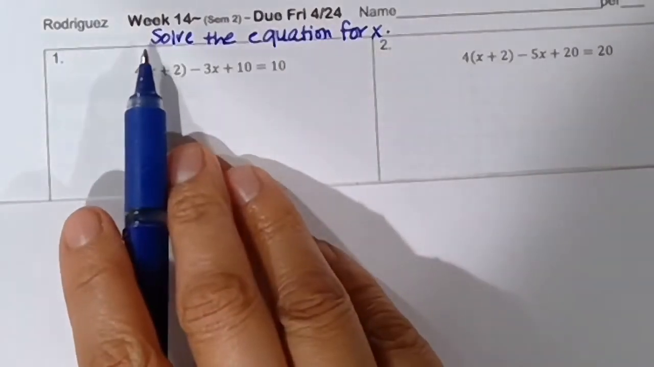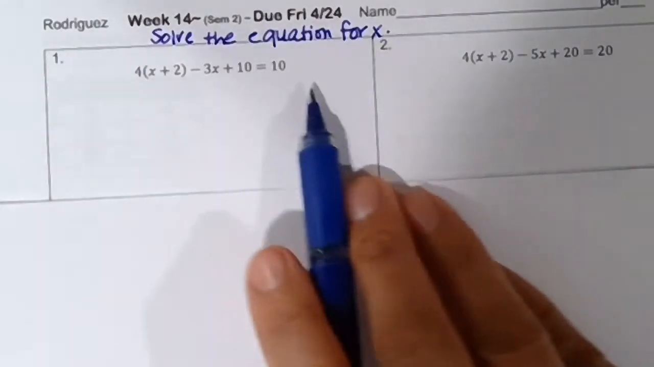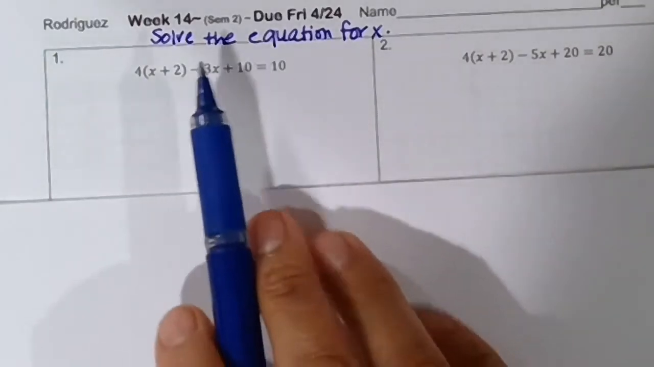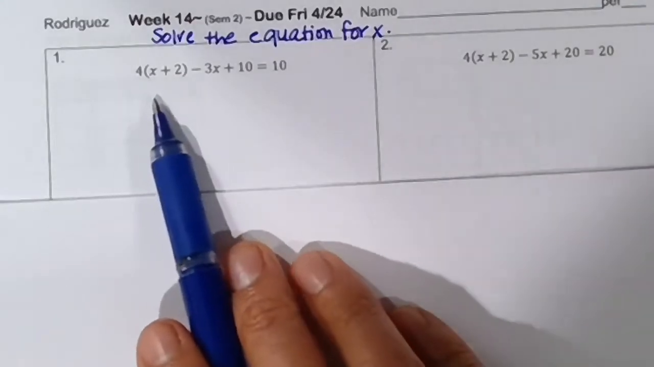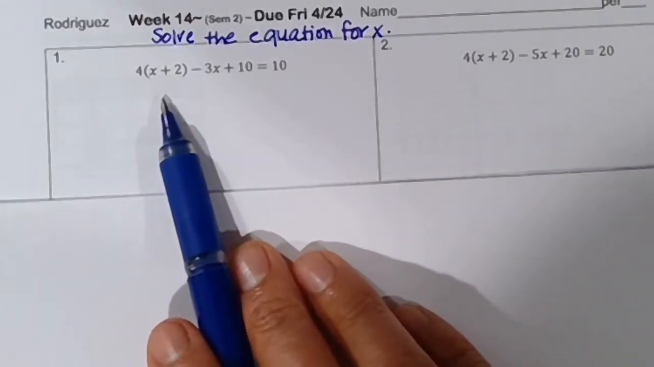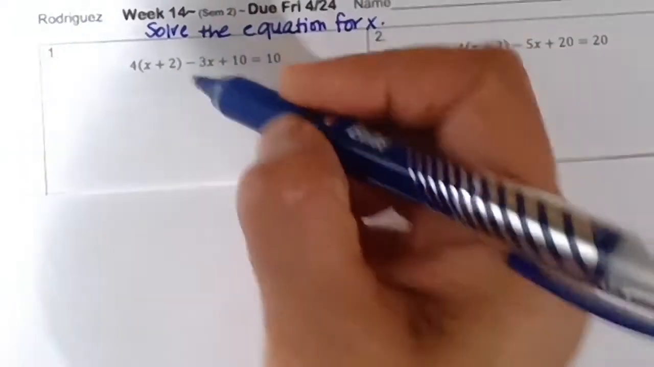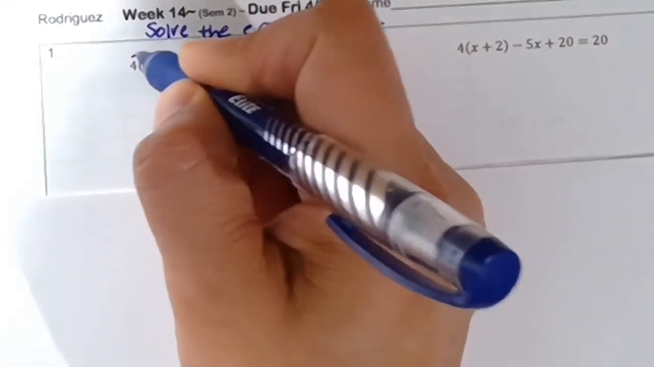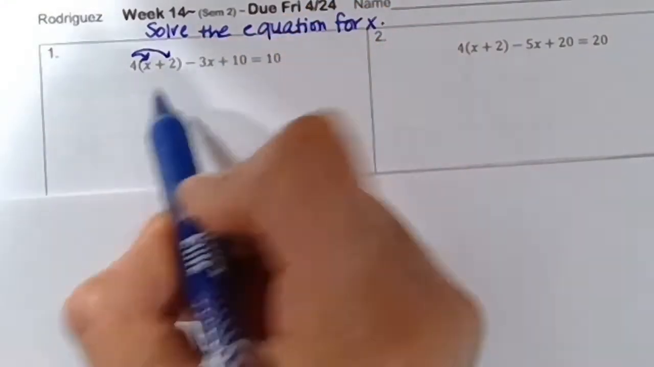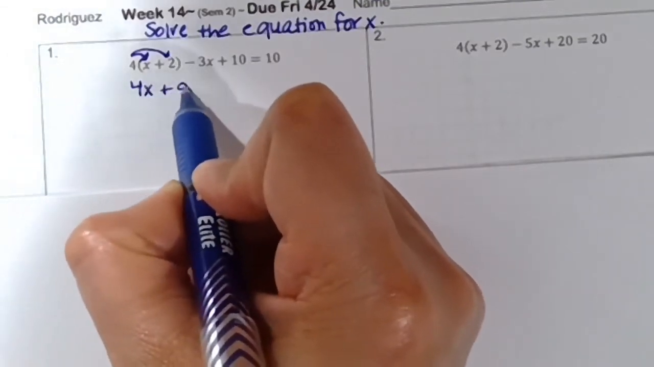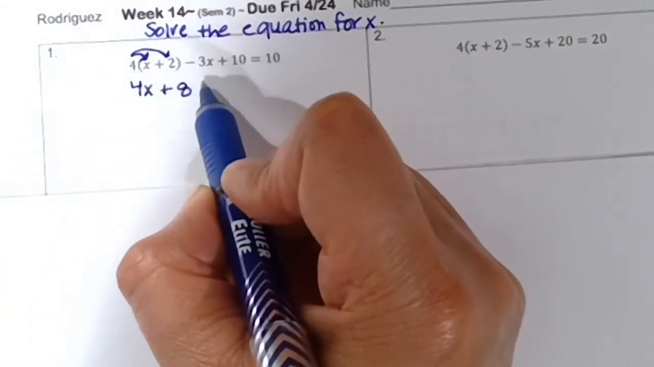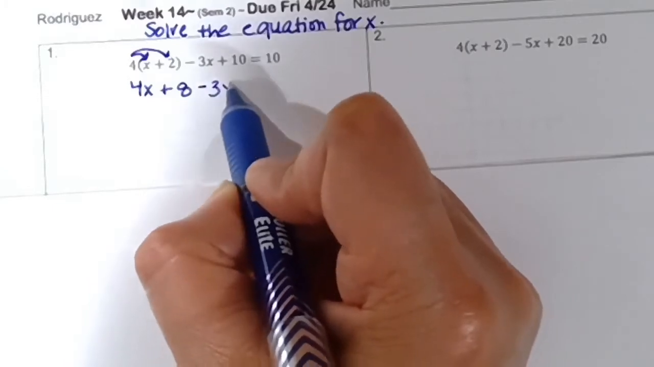All right, so this is week 14. Now I'm explaining this a little bit more because these problems are a little bit different. The directions are not there, but you're still solving for x. So this problem is a little bit longer. What you're going to do is you're going to do the parentheses first, and with parentheses is the distributive property. So 4 times x is 4x plus 8. This does not have the parentheses, so we just bring it all back down the same.